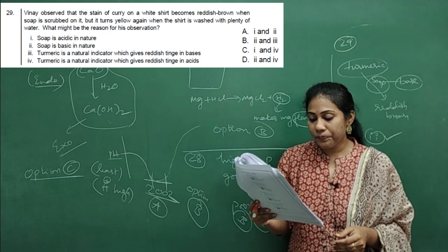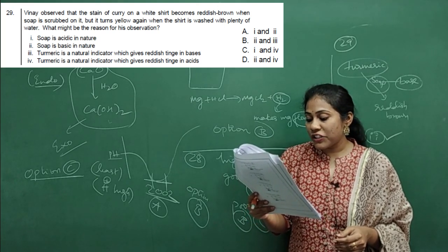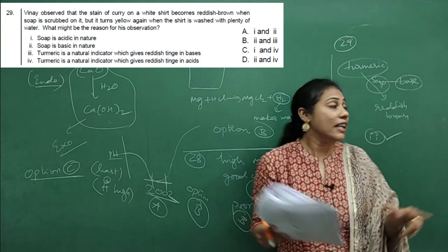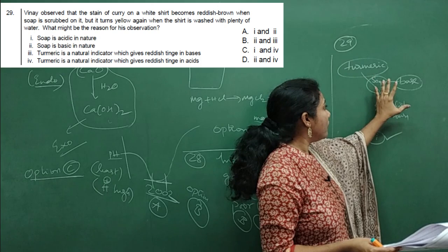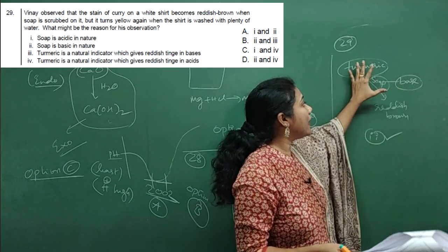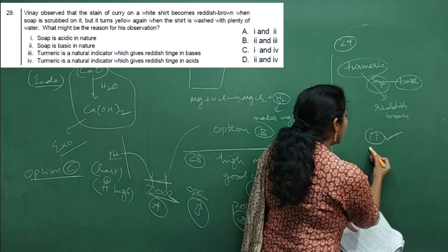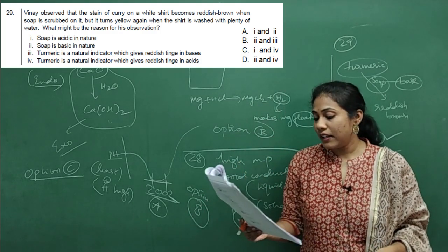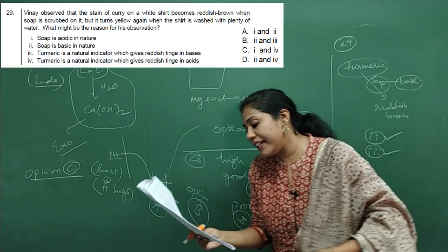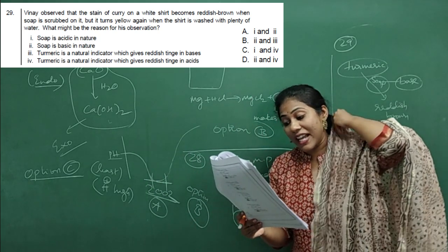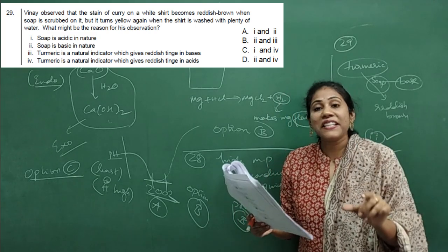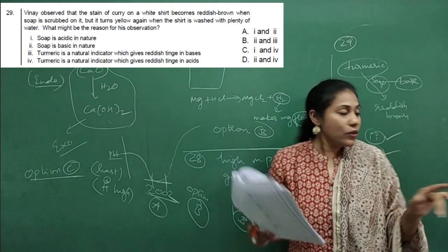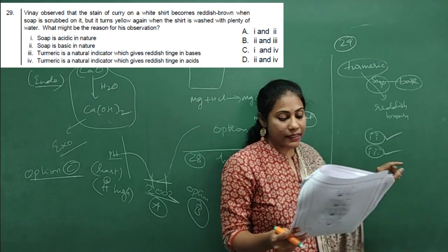Soap is basic. Third one, turmeric is a natural indicator which gives reddish tinge in bases. Definitely. When a base is added to turmeric, it can become reddish. Okay. So third statement is absolutely correct. Fourth statement, turmeric is a natural indicator which gives reddish tinge in acids. No, it gives reddish color in bases, not in acids. Okay, so statement 2 and statement 3 is correct.